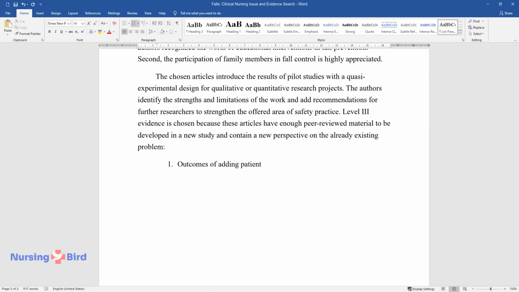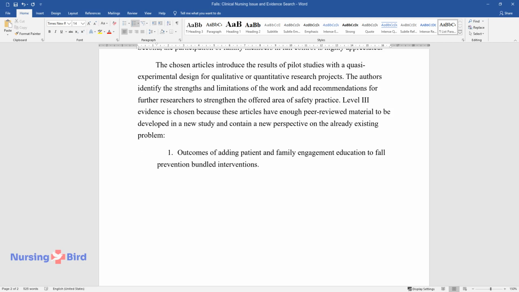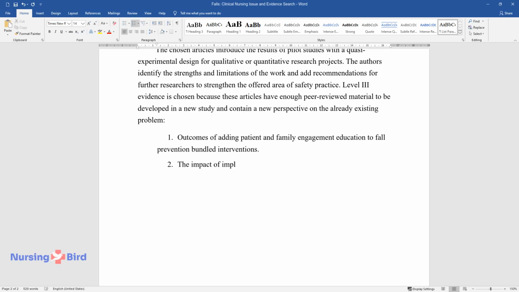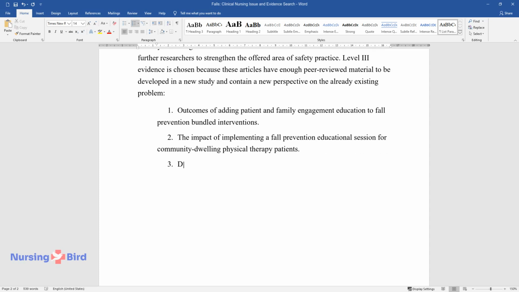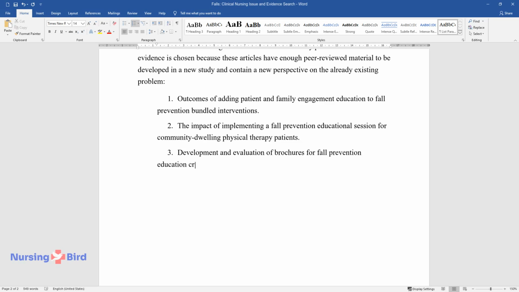Outcomes of adding patient and family engagement education to fall prevention bundled interventions. The impact of implementing a fall prevention educational session for community-dwelling physical therapy patients. Development and evaluation of brochures for fall prevention education created to empower nursing home residents and family members.